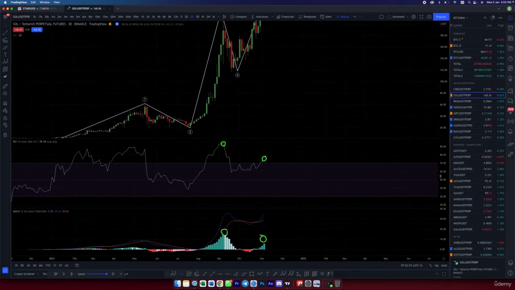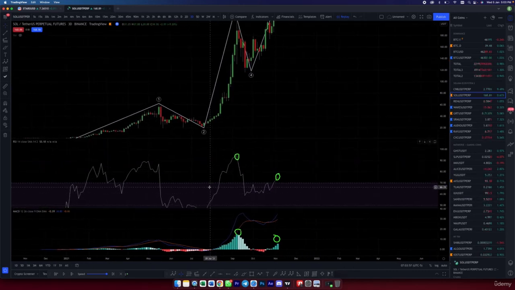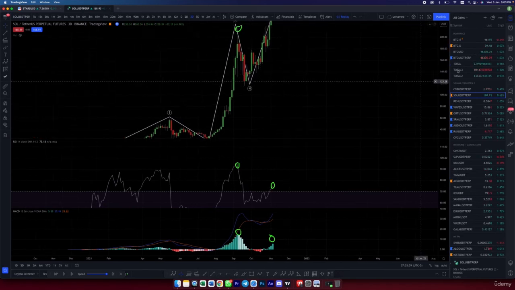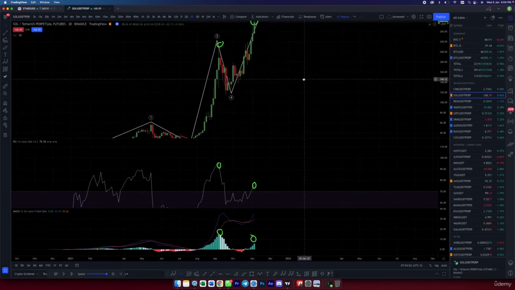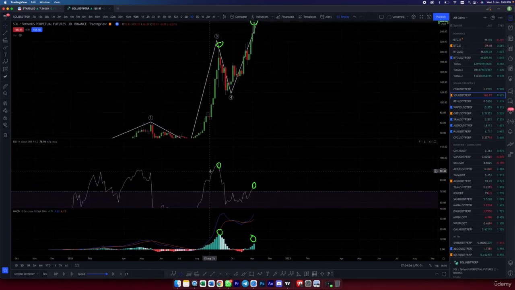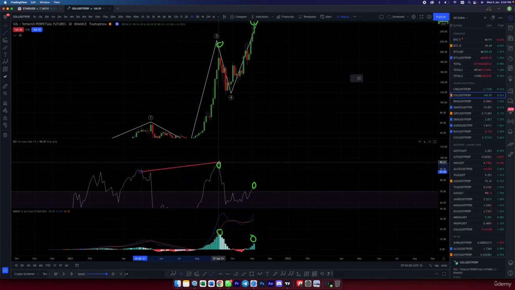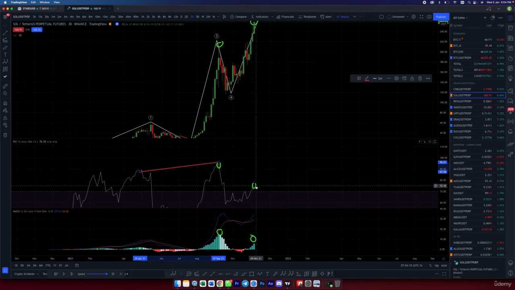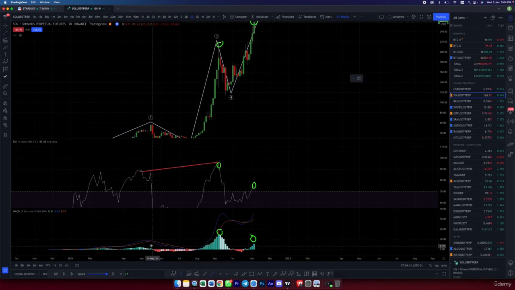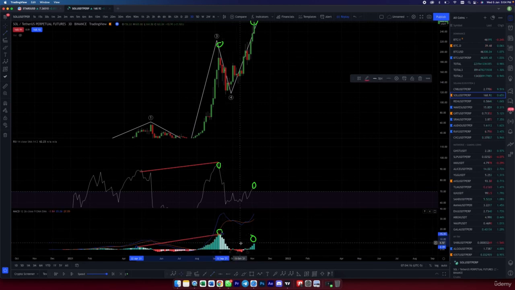But if you see the previous price action, between wave 1 and wave 3, you can clearly see, let me just make this bigger so that you can see. Just look at wave 1 and wave 3, look at the RSI, isn't it higher? So when the price is higher, we see higher, right? And MACD also, from wave 1 to wave 3, you can clearly see a higher histogram.